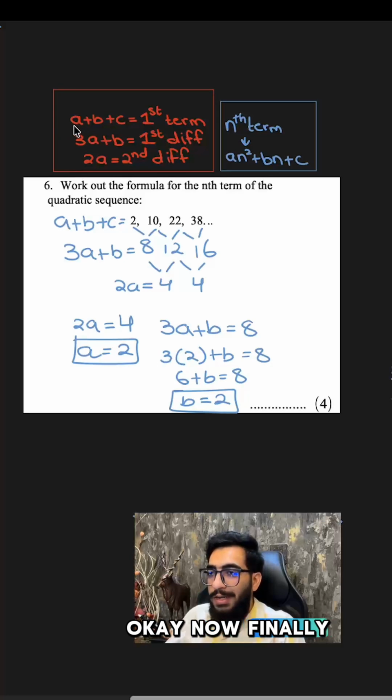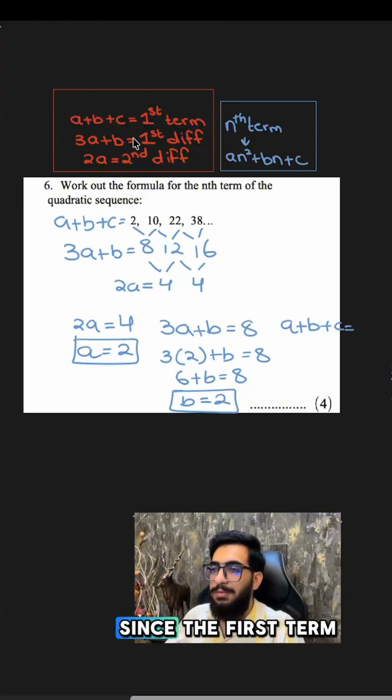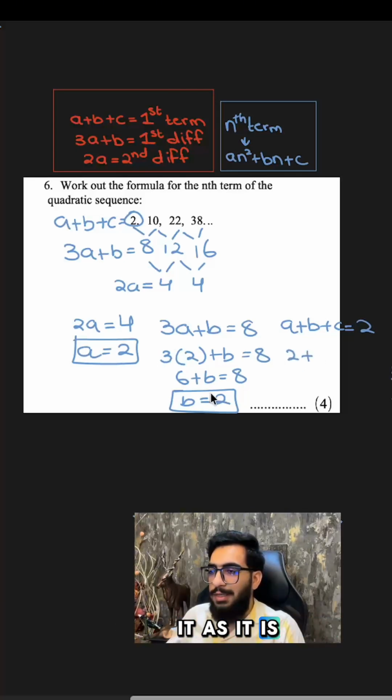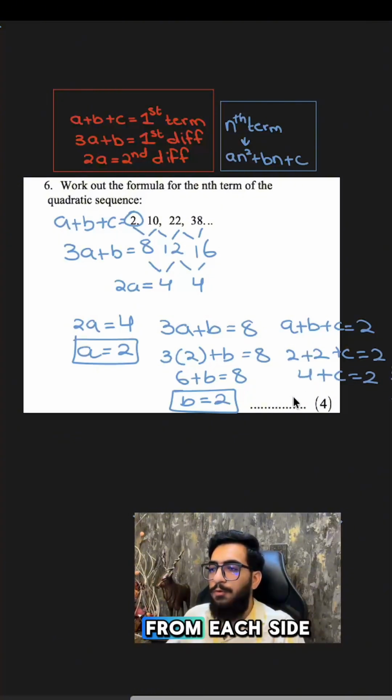Okay, now finally let's use the last equation, and let's write a add b add c equals the first term. Since the first term is just 2, we'll say a add b add c is 2. A is 2, so we'll just write it as it is. B is also 2, plus c equals 2. 2 add 2 is 4. 4 add c equals 2. And if we take away 4 from each side, c comes out to be negative 2.